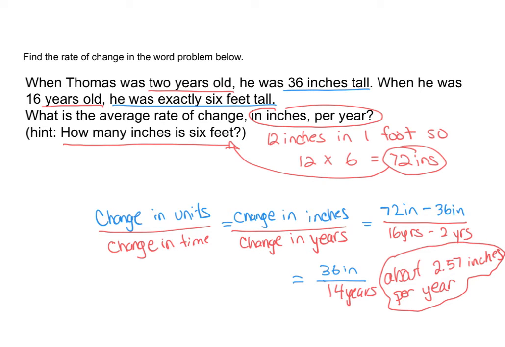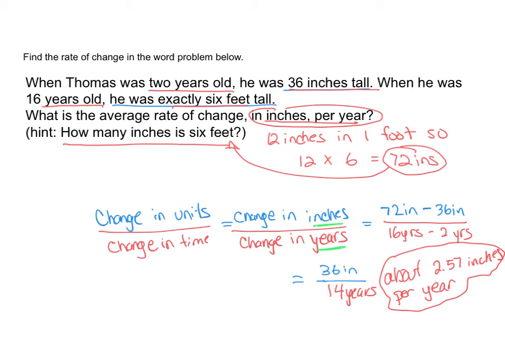So first you want to make sure that you're talking about the same units. Because we are talking about 36 inches and we want our answer to be in inches per year, I need to convert that 6 feet part into inches. So there are 12 inches in a foot. So I took 12 times 6 to get 72 inches. And then I need to determine what are we talking about. So if it's change in units over change in time, we're going to talk about the change in inches over the change in the years. And then I'm going to plug in the information.